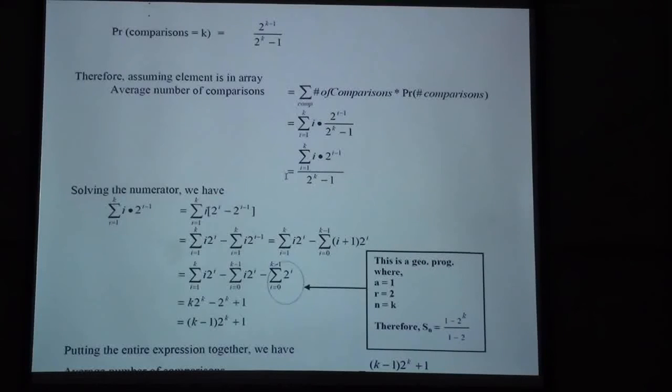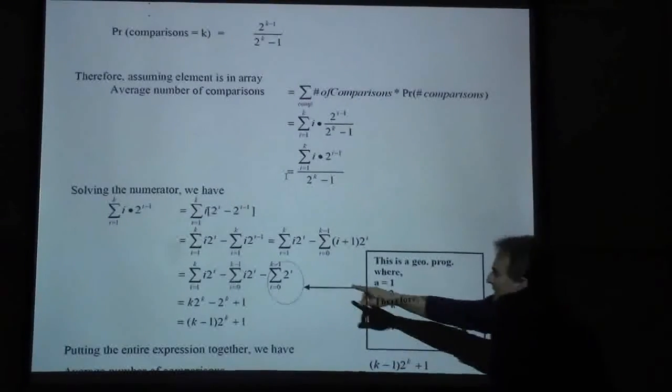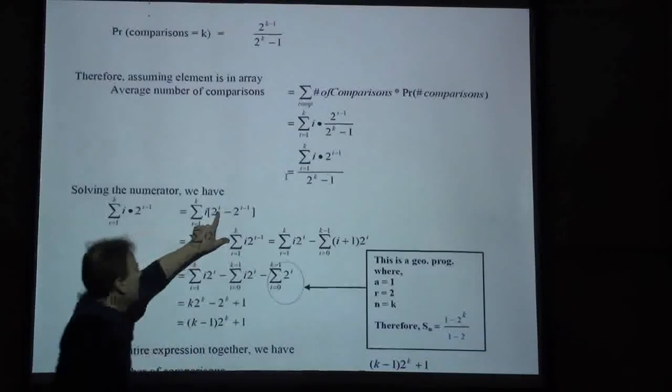So therefore, if you have something to the I minus 1 power, that's like having 2 to the I and take it away. Try it. Suppose I is equal to 4. What's that then?